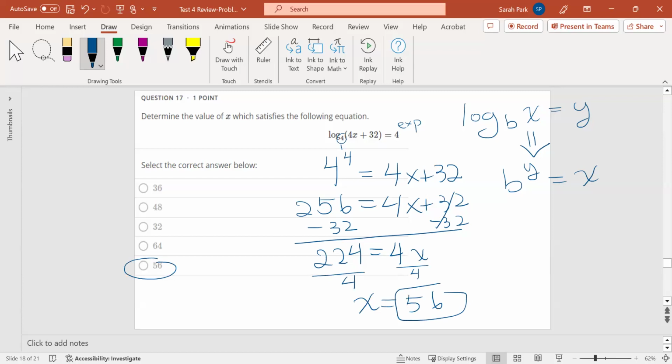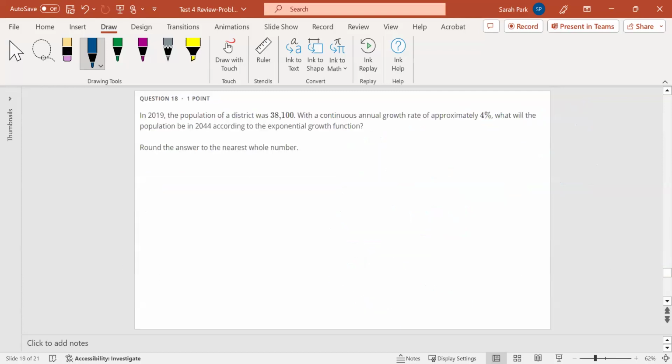You can always plug it in by substituting and then checking your answer that way. Okay, number 18, we have 2019, the population was 38,100 with continuous growth rate of approximately 4%. What will be the population in 2044 according to the exponential growth function?